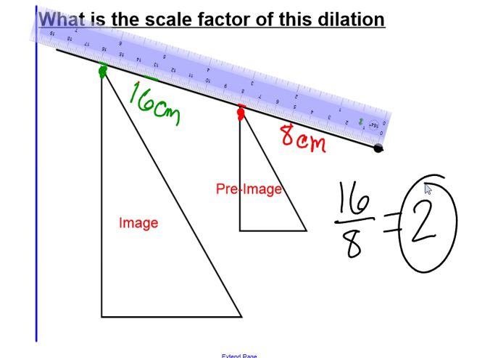So that covers our examples. We talked about how to write a similarity statement. We also talked about how to come up with scale factors and use scale factors to figure out the size of shapes.